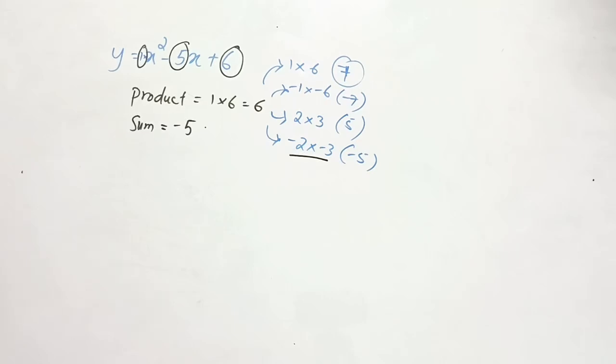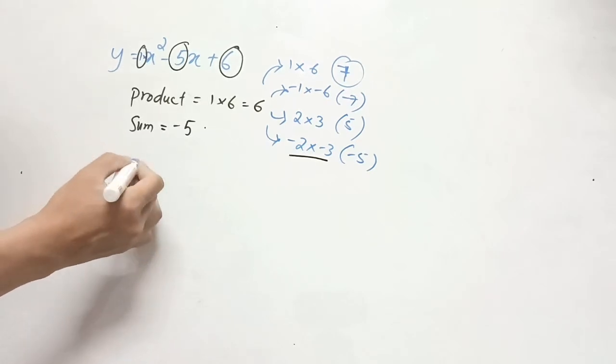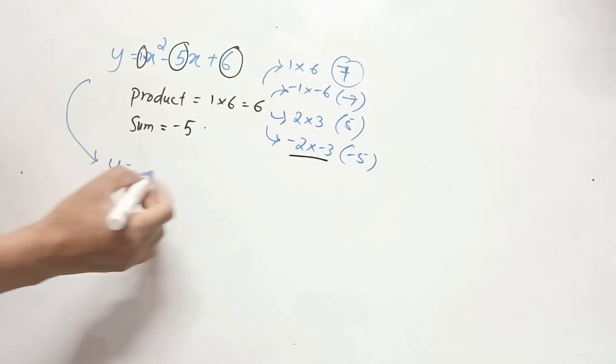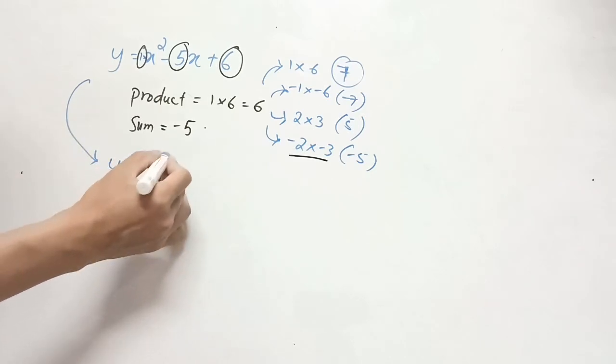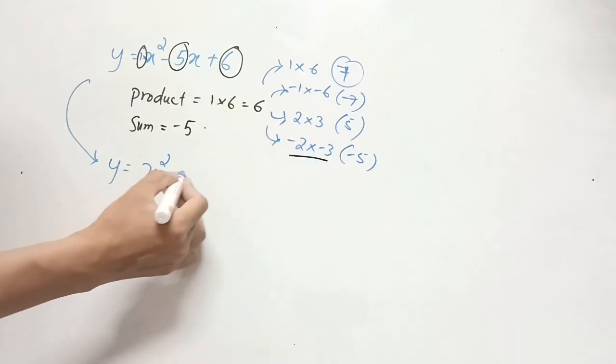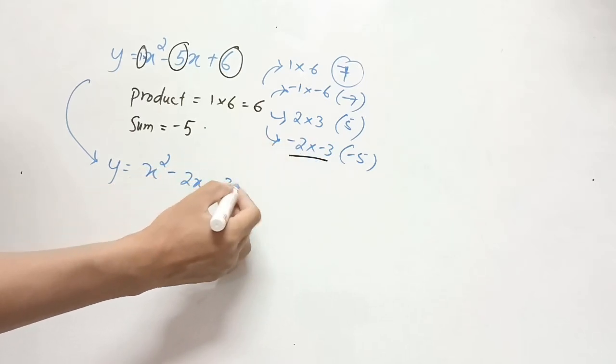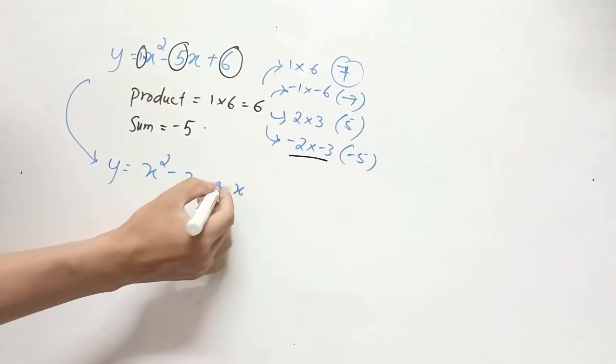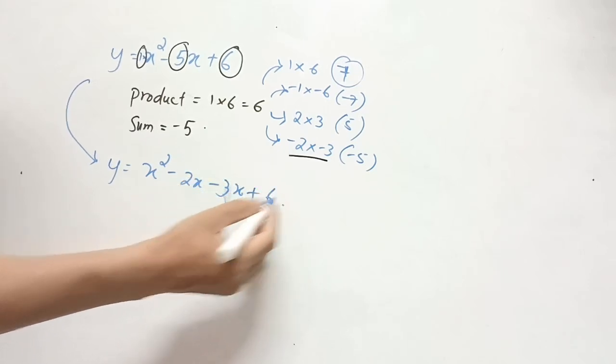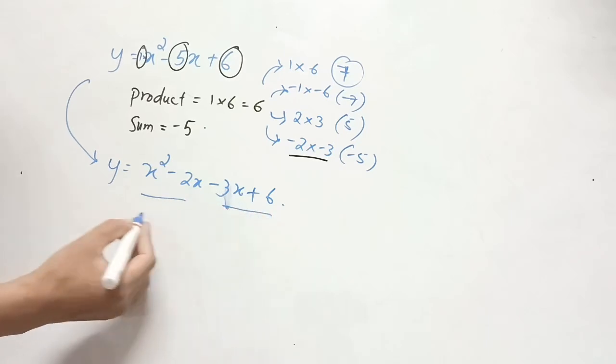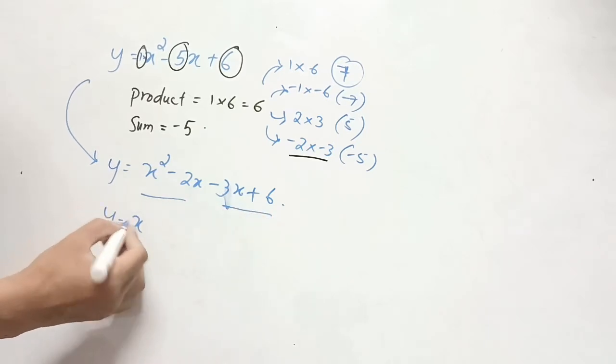negative 3. Now what we need to do is copy the same function, which is y equals x squared minus, but in place of minus 5x, you're going to put minus 2x and minus 3x. Plus the constant will come as it is. Combine this: x squared minus 2x minus 3x plus 6, and take common factors.